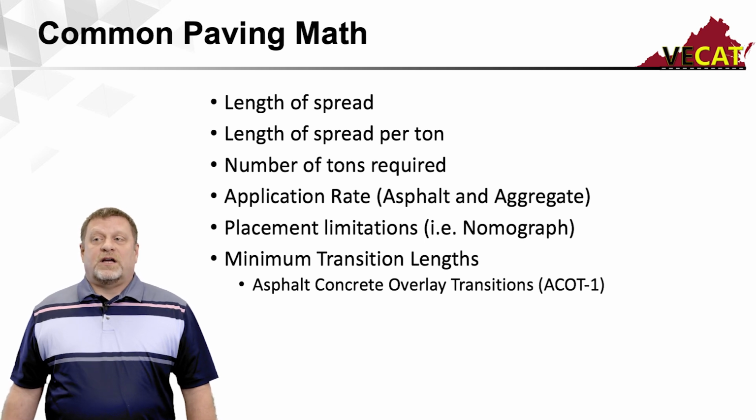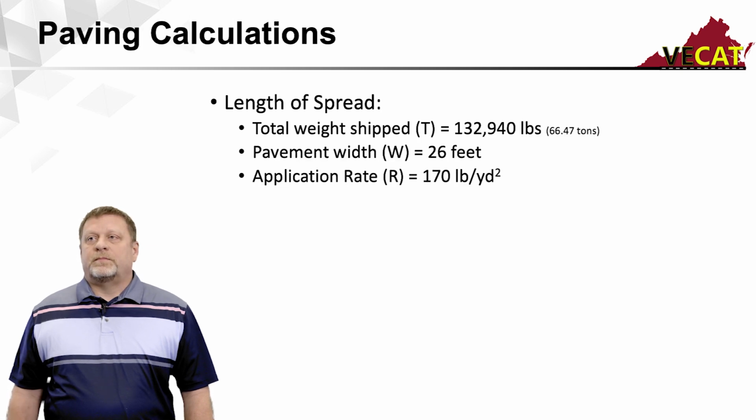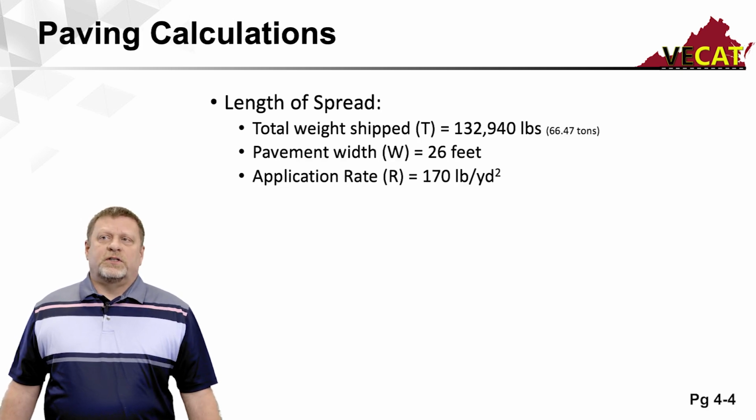And VDOT has come up with a standard called the Asphalt Concrete Overlay Transition, or ACOT 1. We're going to talk about that in this presentation. And lastly, there'll be a separate presentation that will address VTM 137. There's a couple different methods, and you'll hear about that as a Part B related to the paving math associated with this chapter. So let's first start with the first one we talked about, which was length of spread.